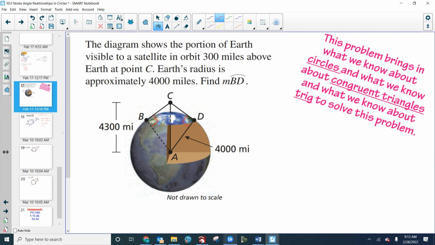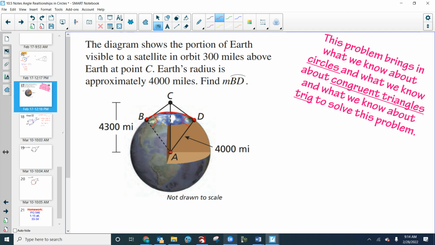So I at least want to walk you through this kind of problem. You're asked to find the measure of arc BD. They tell you the radius of the Earth. It's pretty close to 4,000 miles. They tell us that the distance from the center of the Earth out to this, I think it's a satellite.